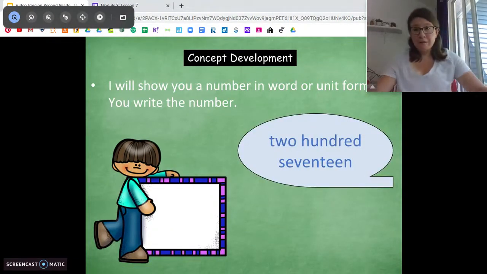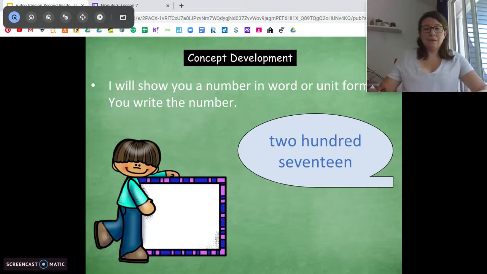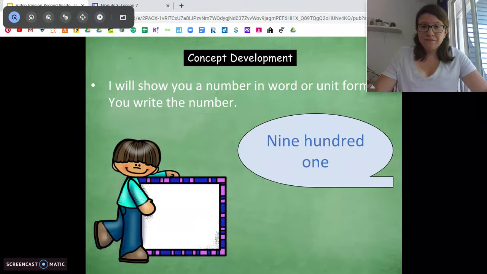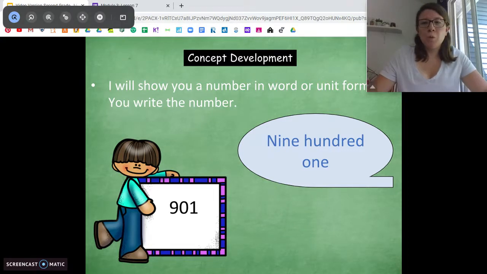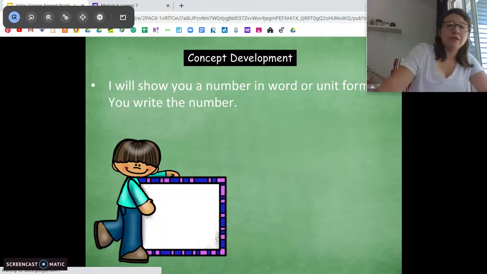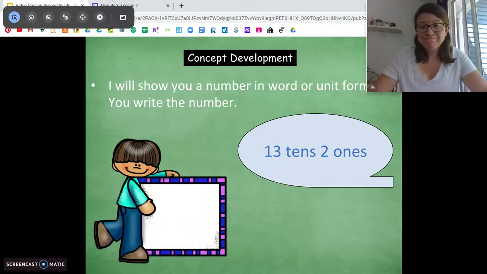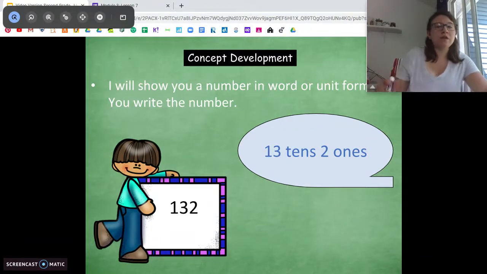All right, try this one. I'm not going to read it to you this time. You write that number down. Should have written 217. Very good. Try the next one. I'm not going to read it to you this time. You read it on your own. Ready? 901. So there's no tens in this number, just 901. Try the next one. This one's in unit form. 13 tens, 2 ones. You should have come up with 132.